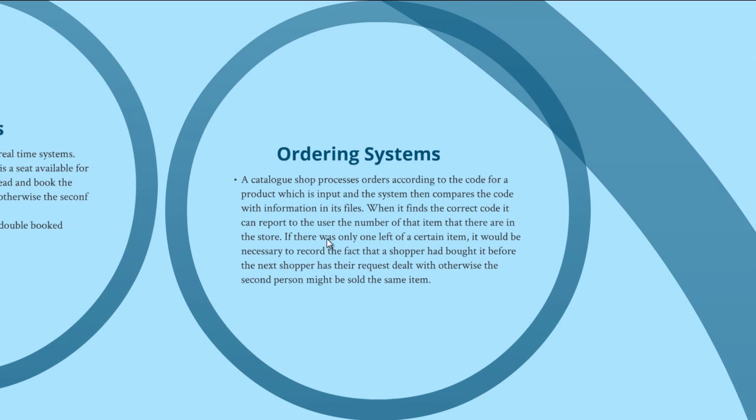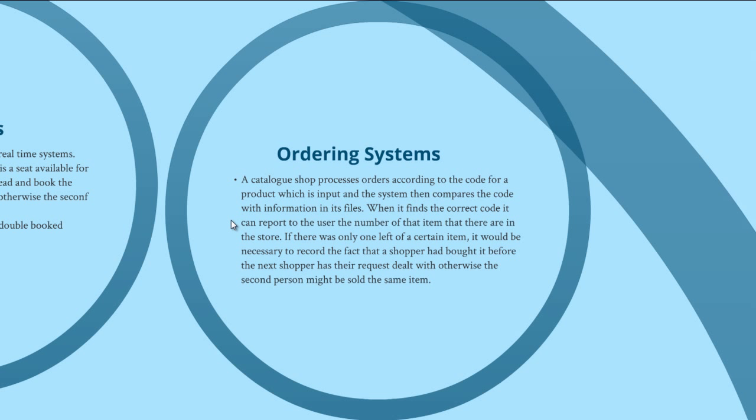Right, the next example, ordering systems. You should all have seen them. A catalog shop processes orders according to the code for a product, which is input, and the system then compares the code with information in its files. When it finds the correct code, it can report to the user the number of that item that there are in the store.